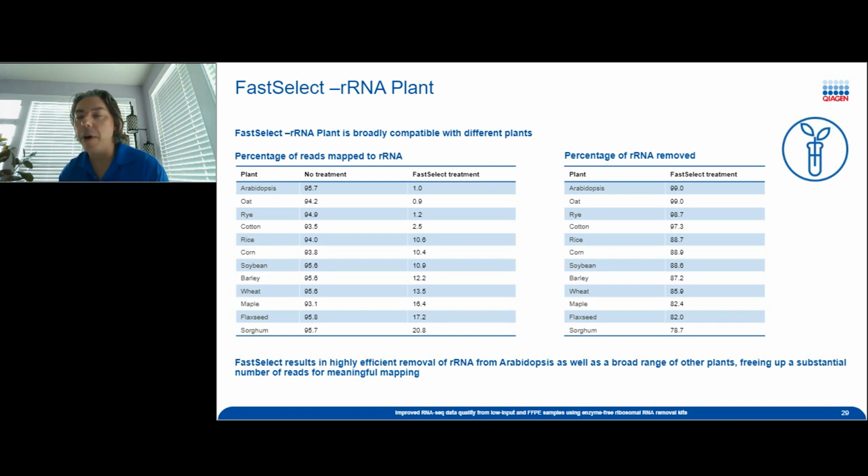In general, the efficacy of FastSelect will really be based on how much homology you have with human, mouse, and rat ribosomal RNA. Typically we see a good 80 to 90% removal. If we miss some regions, we can come back with a small custom FastSelect booster panel that we can spike into the sample to make it work.